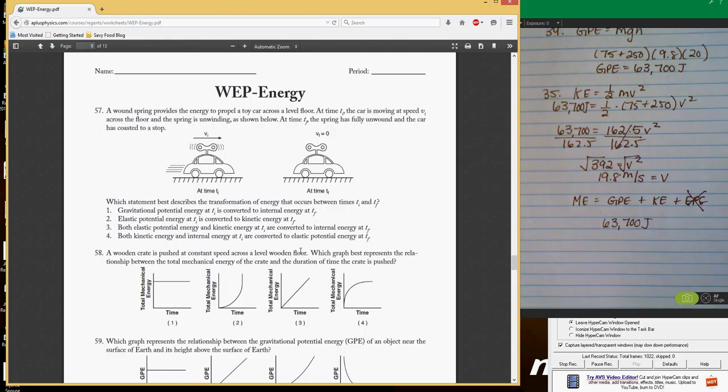And I think that's it for now. There's going to be a lot of questions over energy, but it's really based and focused around GPE and KE. Make sure that you understand those two concepts, and you should be okay.